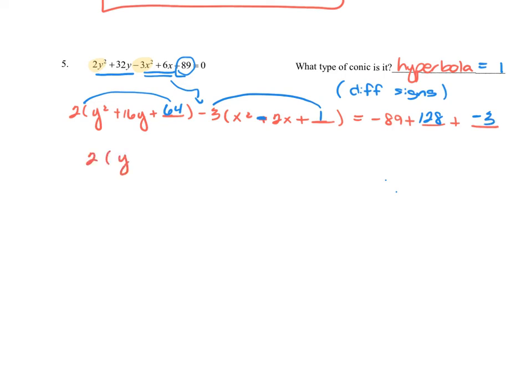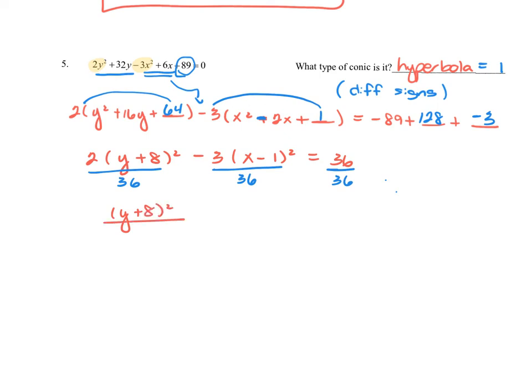So now I have a 2, I have a y plus 8 quantity squared, minus a 3, and x minus 1 quantity squared, and a 36. This entire equation needs to equal 1, so we're going to divide by whatever we get on that right-hand side, and then simplify. So y plus 8 quantity squared, the 2 over 36 reduces to an 18, minus x minus 1 quantity squared, the 3 over 36 reduces to a 12, and we get a 1.